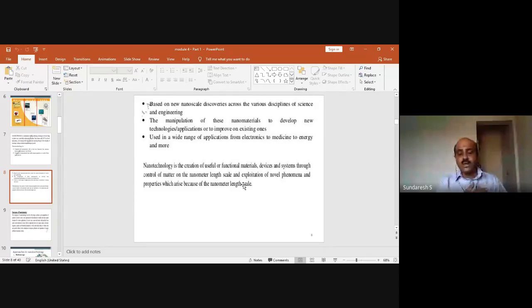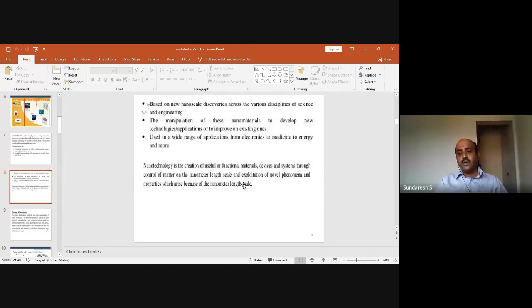Each one will keep on discovering new scales, and of course it is going to be across various disciplines of science and engineering. This technology also involves the manipulation of nanomaterials to develop new technologies or applications, or to improve on existing ones. The purpose of manipulation is to develop new technology or applications or to improve the existing.